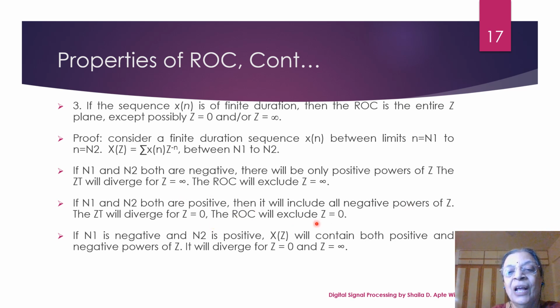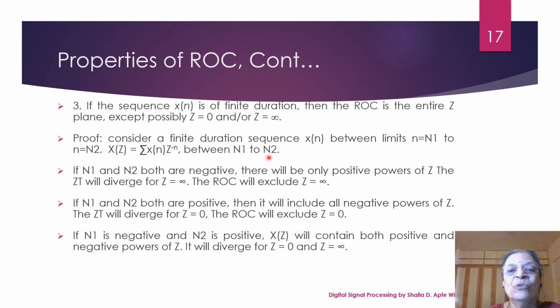So ROC will exclude z is equal to 0. If n1 is negative and n2 is positive, X(z) will contain both positive as well as negative powers of z. That means it will diverge for z equal to 0 and for z equal to infinity. So as it says, except possibly z equal to 0 and/or z equal to infinity. This holds good when n1 is negative and n2 is positive.